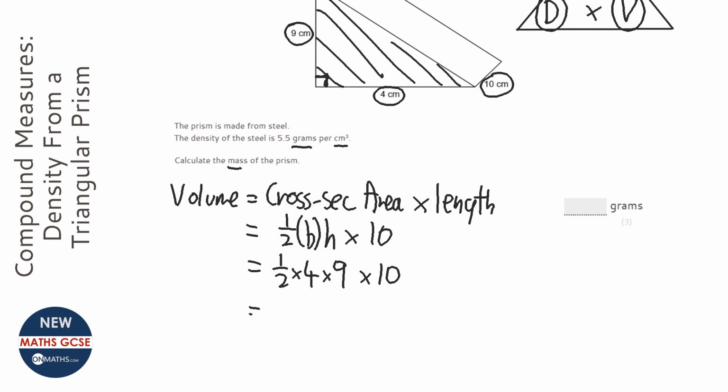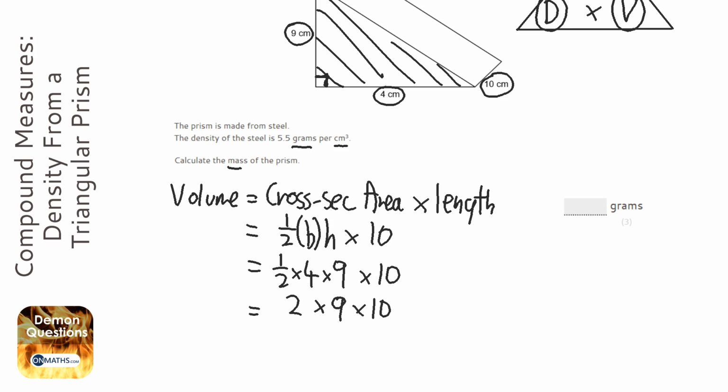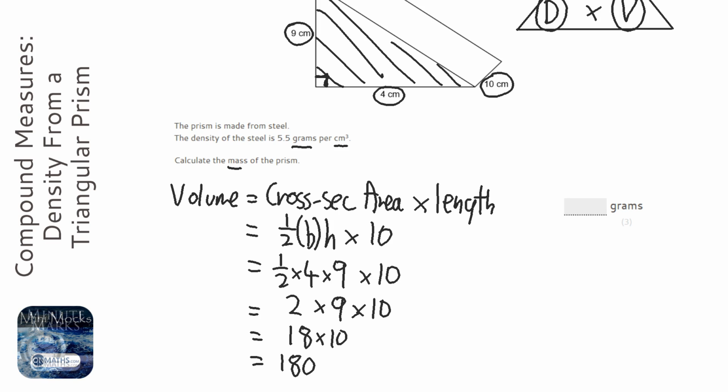Now what I can do here is something quite sneaky. I do half times the 4 to get 2, and that saves me timesing some big numbers together just to halve it. So 2 times 9, which is 18, times 10, which is going to be 180, or you can just type it into the calculator if it's on the calculator paper. Okay, so that is in centimetres cubed, because every unit is in centimetres, and make sure you check that.